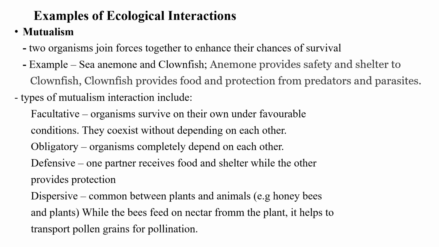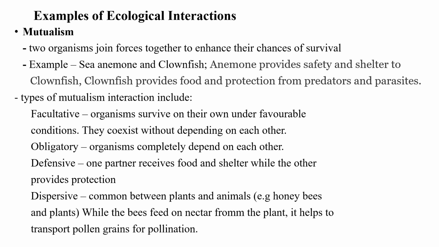One, facultative. Facultative is when organisms survive on each other under favorable conditions. That is, the organisms coexist without depending on each other. Then we have obligatory mutualism, which means organisms completely depend on each other. Defensive is when one partner in this relationship receives food and shelter while the other provides the protection.